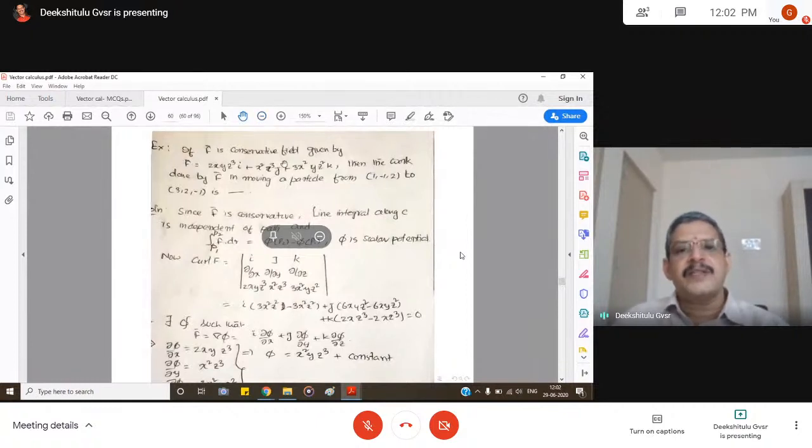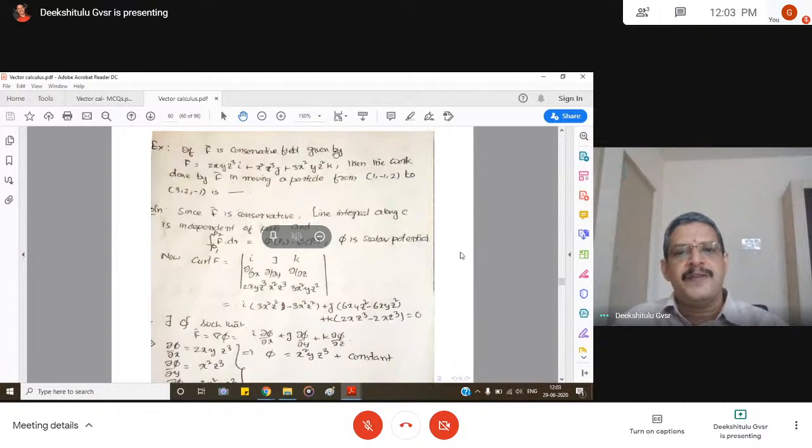If F is a conservative field given by F equal to so and so, then find the work done by F in moving a particle from (1, −1, 2) to (3, 2, −1). It is a conservative field, and you need not prove it because it is already given. For information, I have solved how to show that a given function is a conservative vector point function, just as an illustration. But it is given in this problem that F is conservative, so you need not do this part. Curl F is 0, so it is a conservative field.